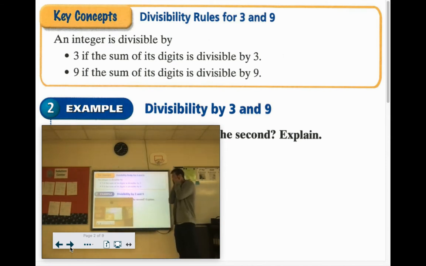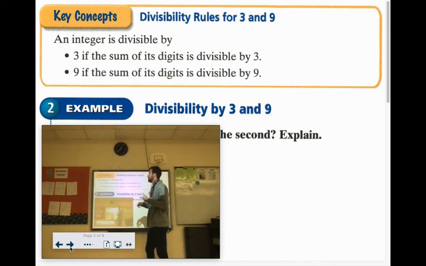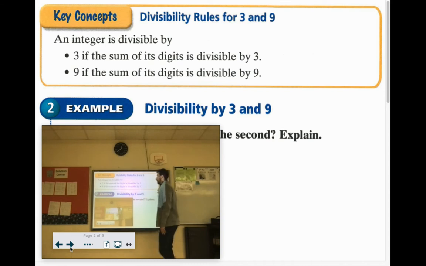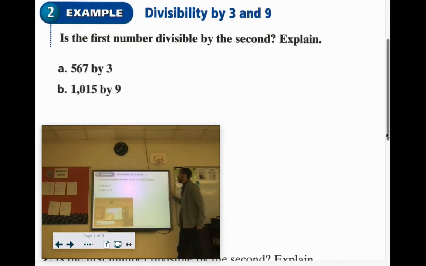All right, so to figure out if it's divisible by 3, you need to add up the digits and then see if that number is divisible by 3. Same rule for 9. If it's divisible by 9, you add up the digits and see if it is divisible by 9. Now, one good thing is, if it's divisible by 9, you know it's divisible by 3 as well because 3 goes into 9. Okay, all right, so let's try some stuff out.